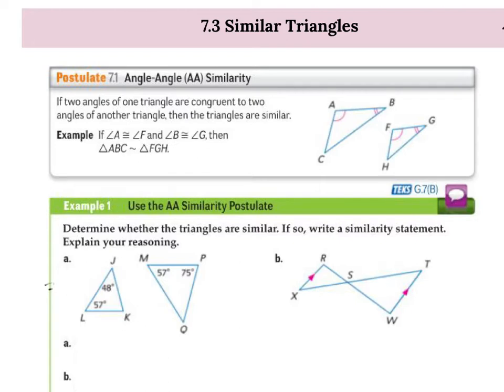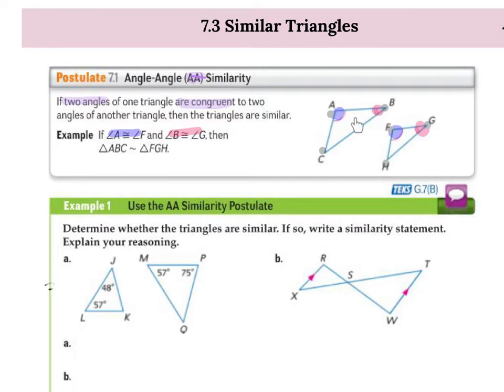So our first similarity postulate that we're going to look at is called angle-angle similarity, or AA. Basically, with angle-angle similarity, if two angles of one triangle are congruent to two angles of another triangle, then those two triangles are similar. So if two angles are congruent, here angle A is congruent to angle F, and we can tell by that little tick mark. Angle B and G are congruent, so we can determine that our triangles ABC are similar to FGH.